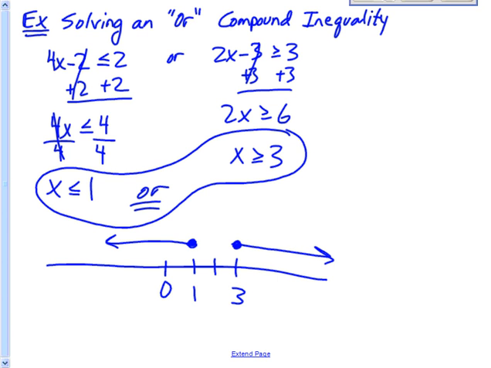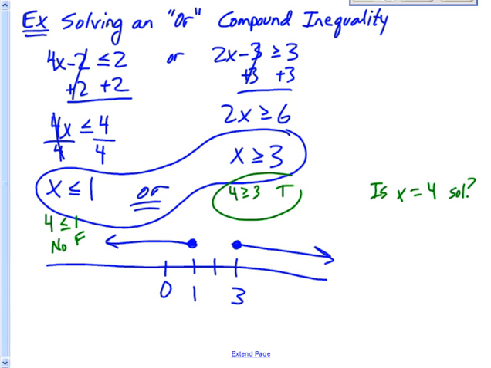So if somebody asked you, is x equal 4 a solution to this problem? I say, well, let me think about it. If I plugged 4 in, is 4 less than or equal to 1? No. But it's just got to satisfy one or the other. In other words, false, right? Is 4 greater than or equal to 3? True. Okay? So it's one or the other. And it was true here, so I say, yeah, it is.